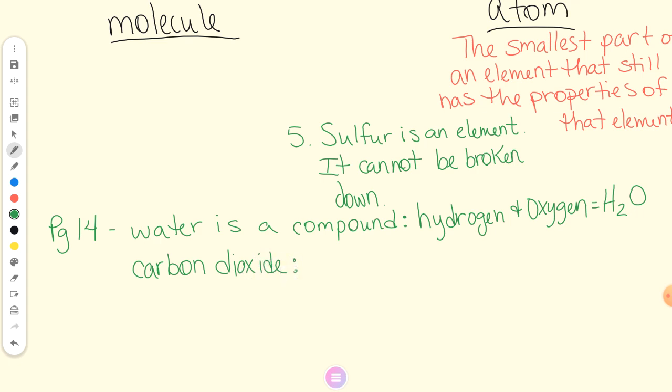What 2 elements do you think that is made of? Bryce? Shh, there's only 1 Bryce in here. I should only be hearing 1 voice right now. Oxygen and... What's the other word that you see up here? Oh, dioxide. No, that's the oxygen. The dioxide is oxygen. What's the other word? Carbon. So carbon dioxide is made of carbon and oxygen.